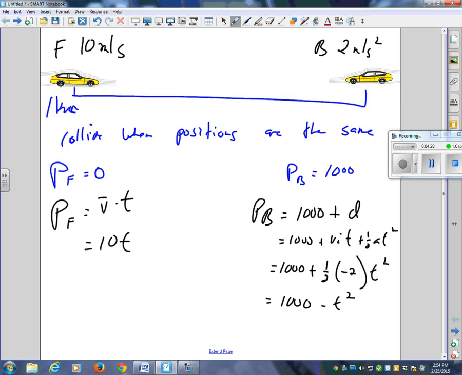Why do you have 1,000 plus VIT plus 1/2? The displacement formula is, Jason, VIT plus 1/2 AT squared, right? His position is starting at 1,000 plus his displacement. And his displacement eventually works out to be minus t squared, because you conveniently picked 2 as your acceleration.